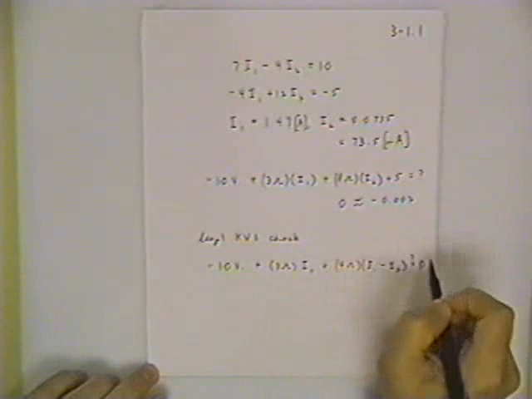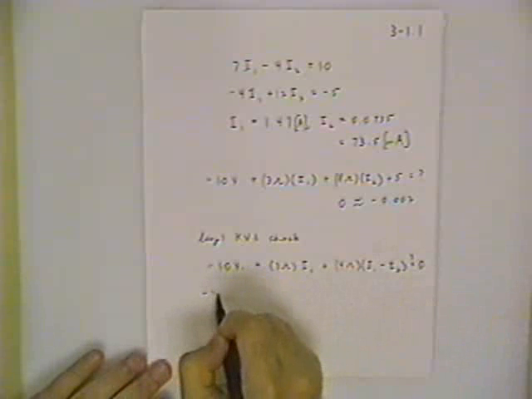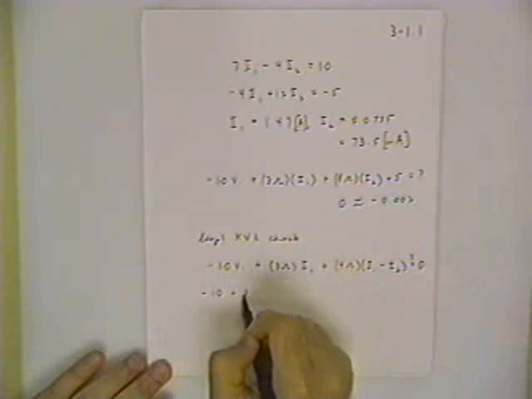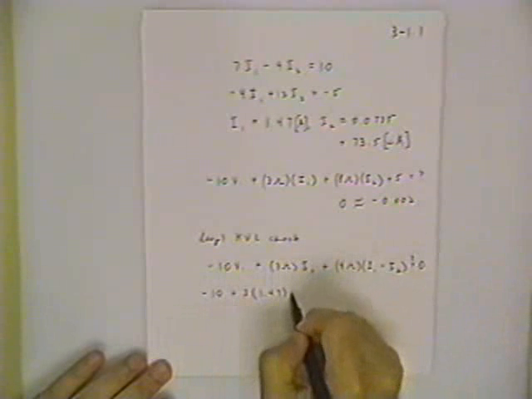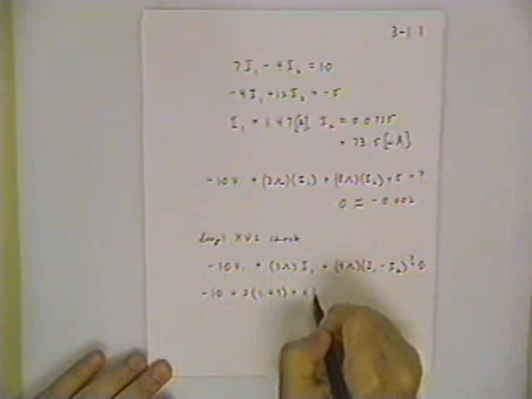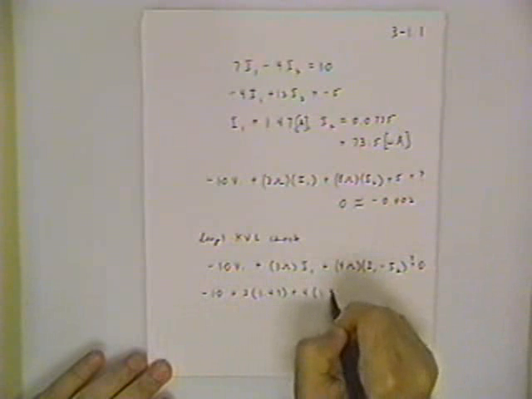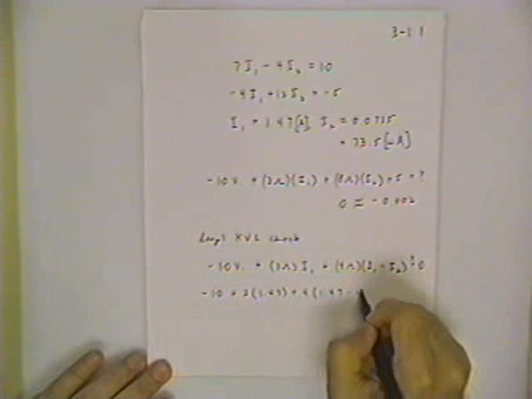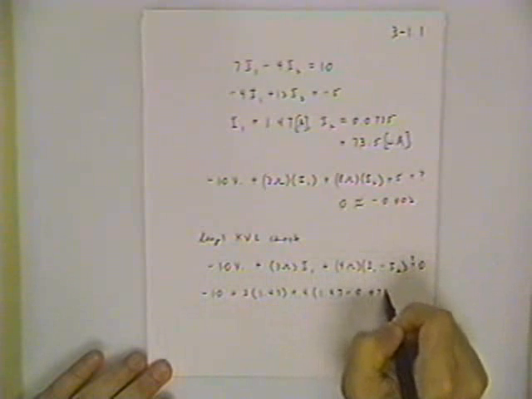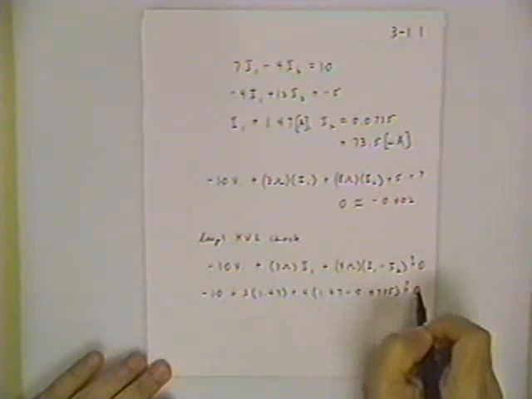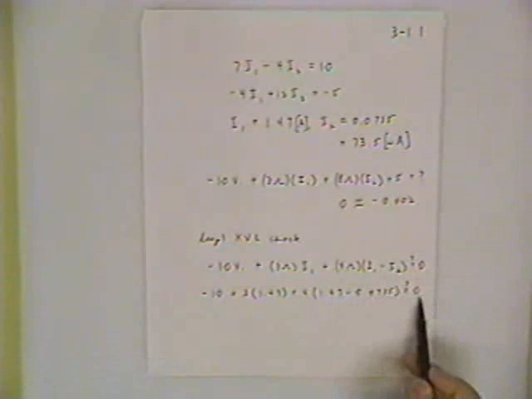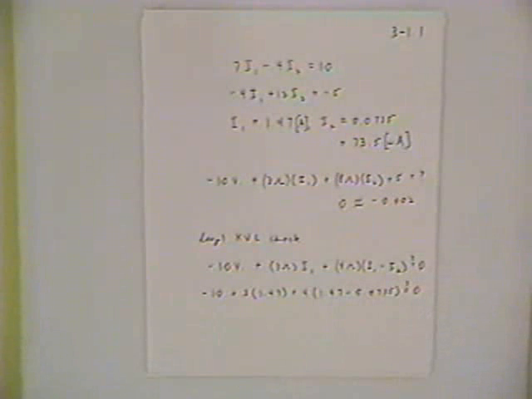Now we want to check and see what that value is, putting in the numbers: minus 10 plus 3 times 1.47 plus 4 times (1.47 minus 0.0735). You should check and confirm that that's equal to approximately 0.